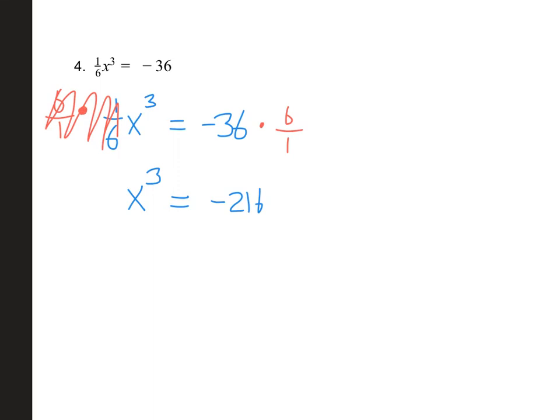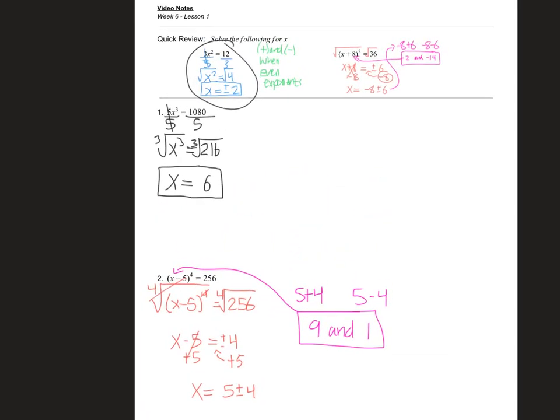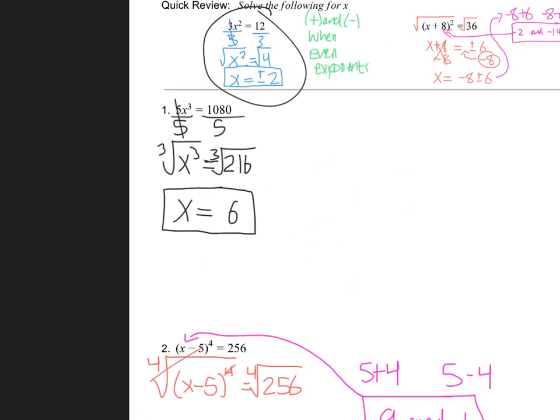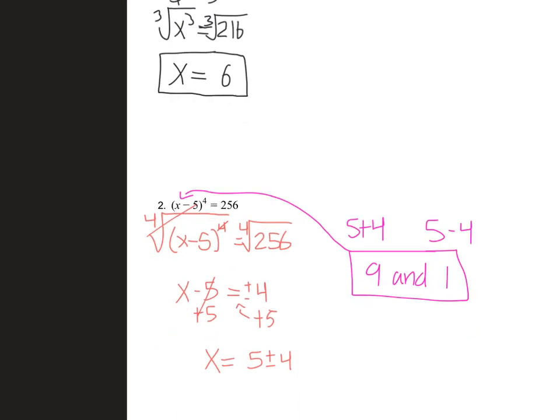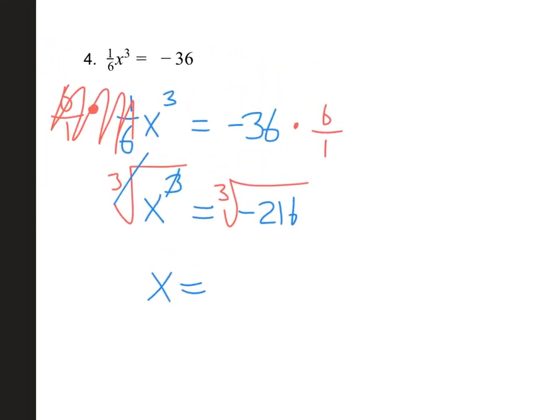So then come out here and get a cube root. That will cancel out this and this. So I'll just be left with x. And the cube root of negative 216, if you guys remember from way up here, it was positive up here, right? Cube root of 216 was 6. So that makes it really easy on me. It's the same thing, except it's going to be negative, right? So x equals negative 6.